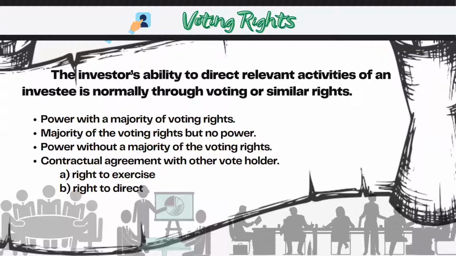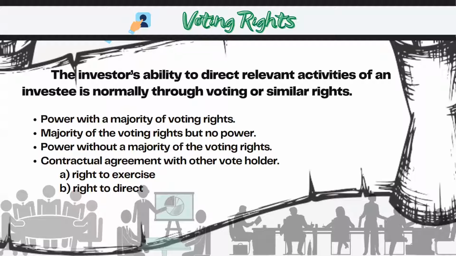Next, we have the power without a majority of the voting rights. An investor can have power even if he holds less than a majority of the voting rights of an investee. For example, through a contractual arrangement between the investor and the vote holders, or the rights arising from other contractual arrangements or the investor's voting rights.